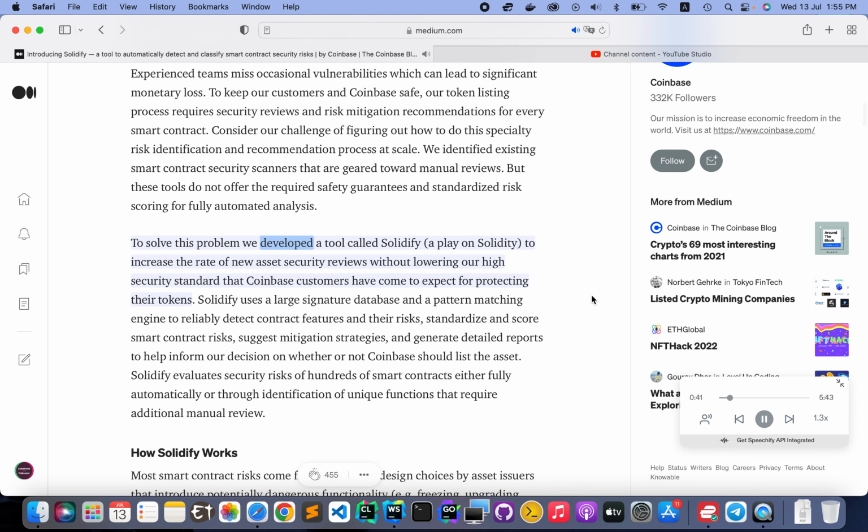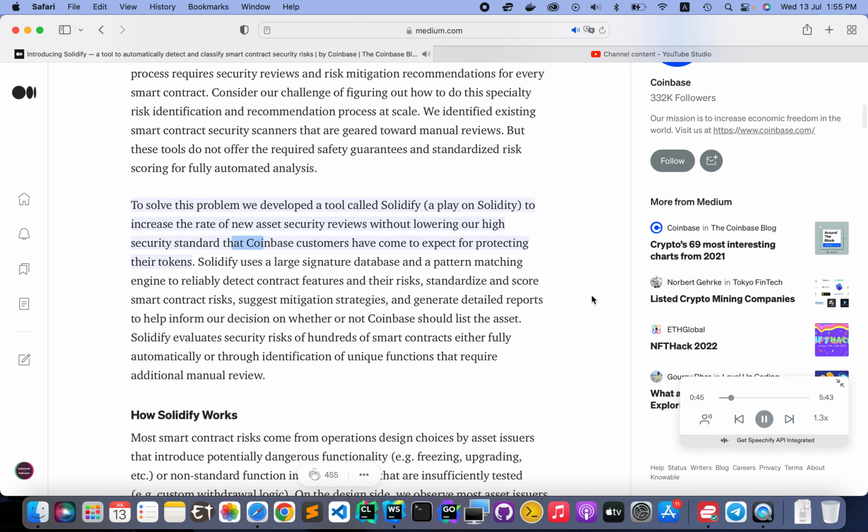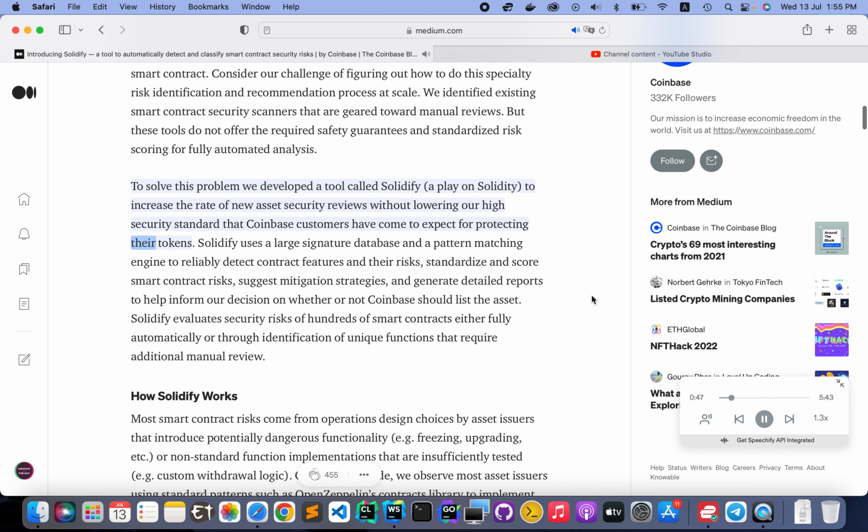To solve this problem, we developed a tool called Solidify, a play on Solidity, to increase the rate of new asset security reviews without lowering our high security standard that Coinbase customers have come to expect for protecting their tokens.